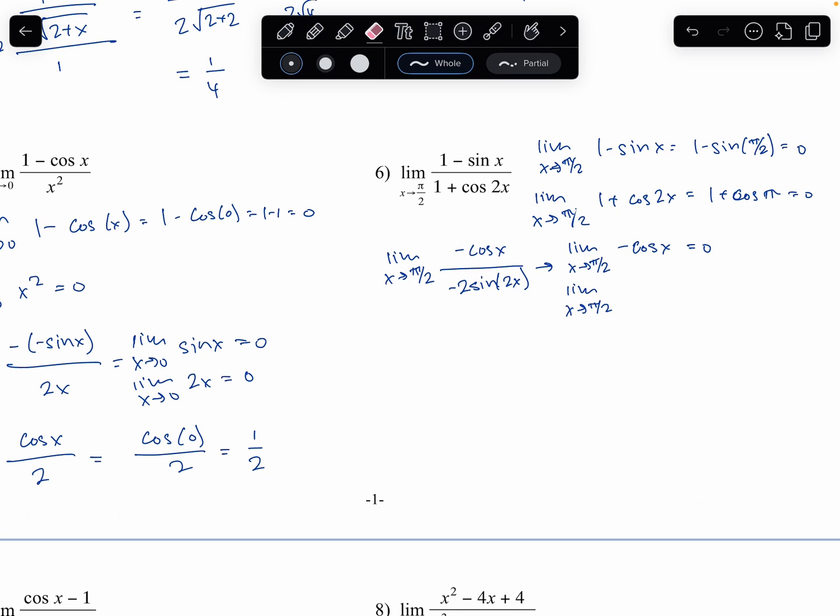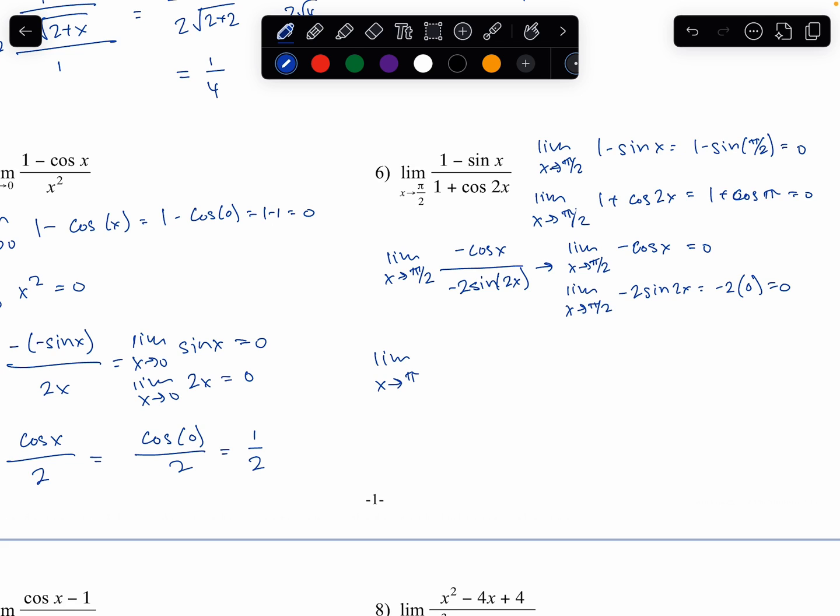So going back here, we got negative 2 sine of 2x, which is equal to negative 2 times sine of 2x. Now when I plug in pi over 2, I get pi, and sine of pi is 0. So I get 0. So one more time for L'Hopital's rule.